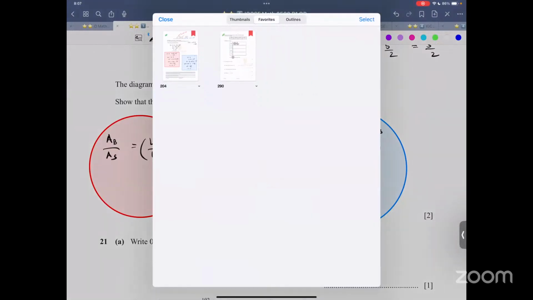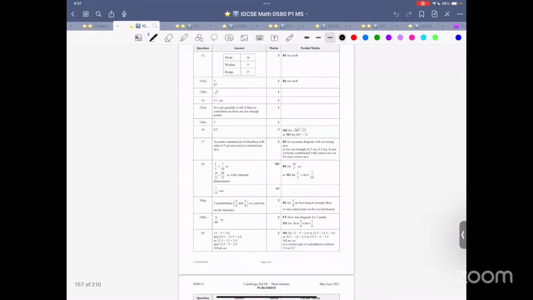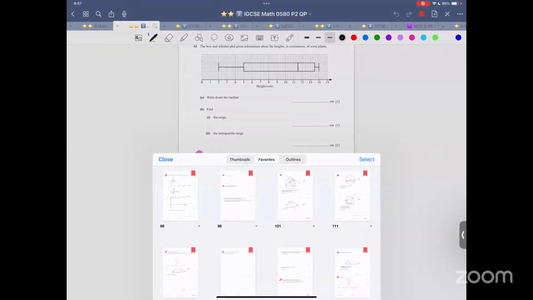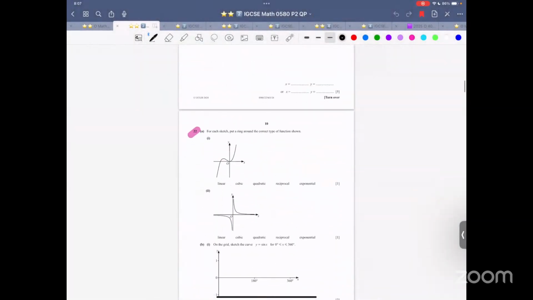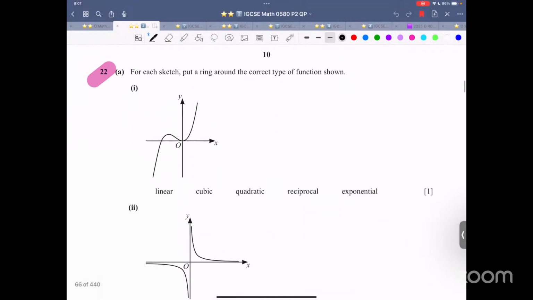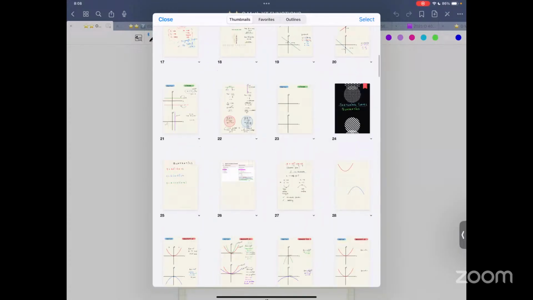So let me just remove all this. Let me remove this PDF. Let me go over here. And this one I did today, in class also. For each sketch, put a ring around the correct type of function. Let me just give you a glimpse of the 3 videos I shared today.